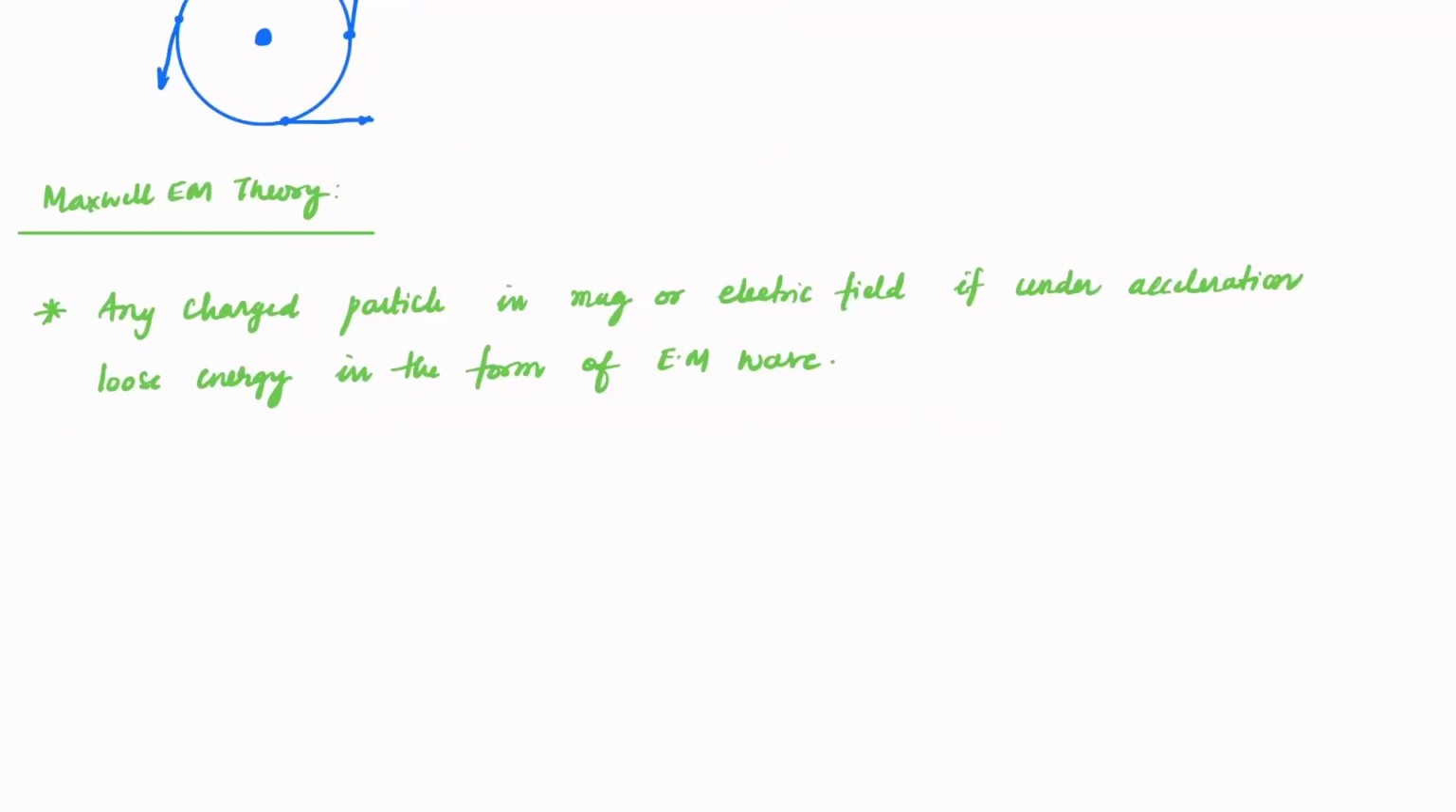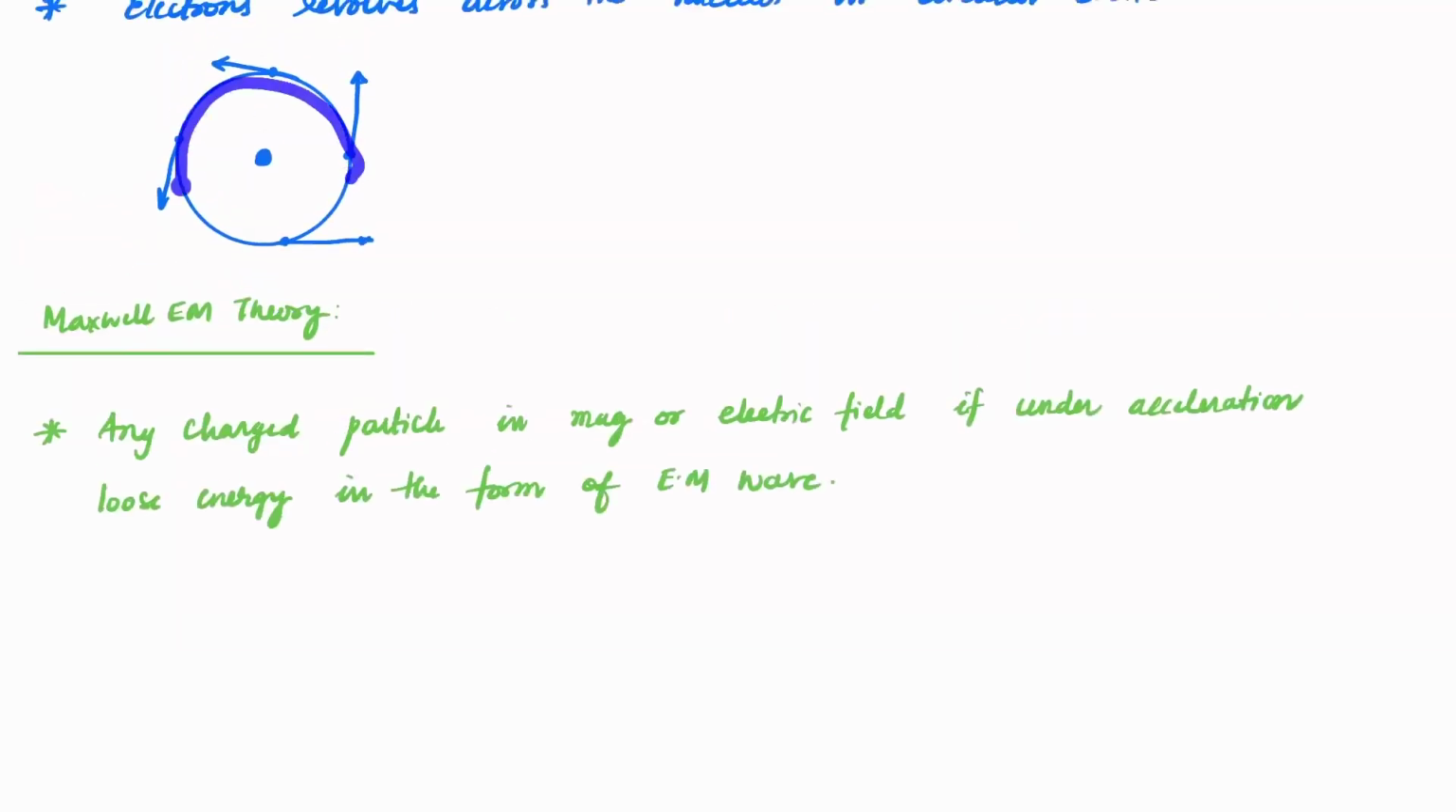That means if an electron is moving around the nucleus like this, it is under acceleration. Since it is under acceleration, it is bound to lose energy. If it loses energy, the electron eventually will spiral and fall into the nucleus. But the atom is pretty safe and stable, which means electrons are not actually losing their energy. So some problem is occurring in the way Rutherford has explained that theory.